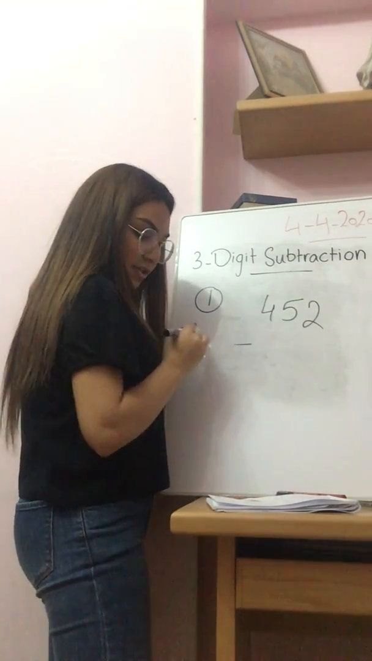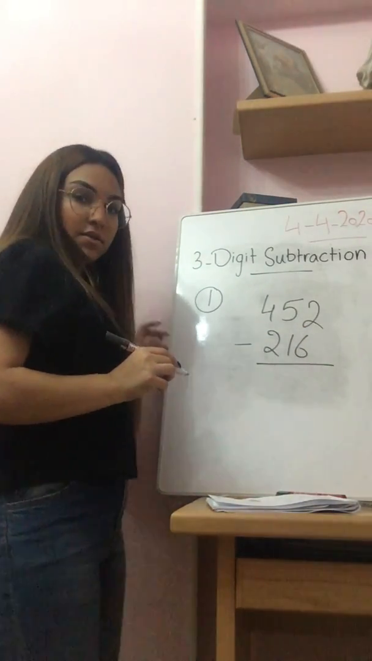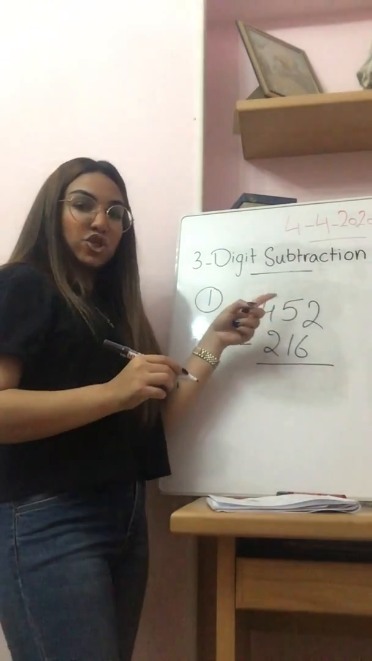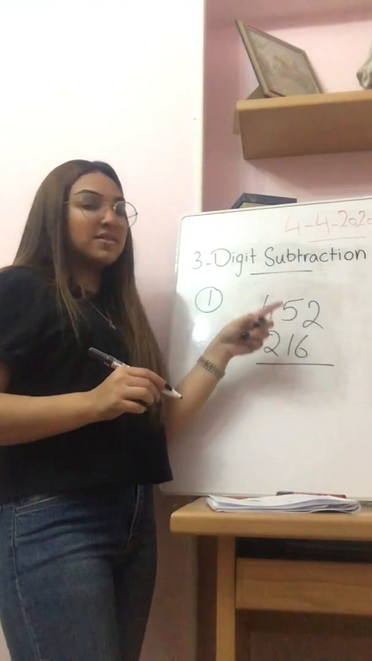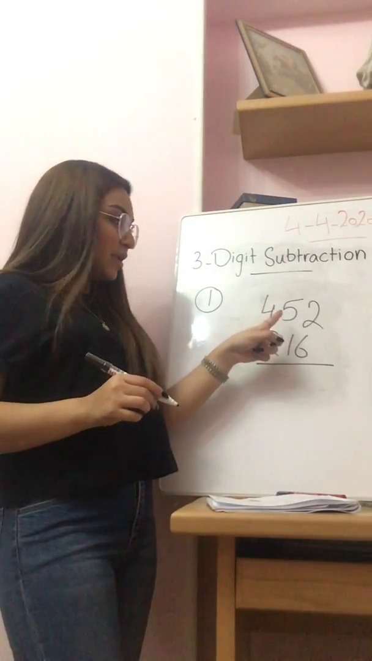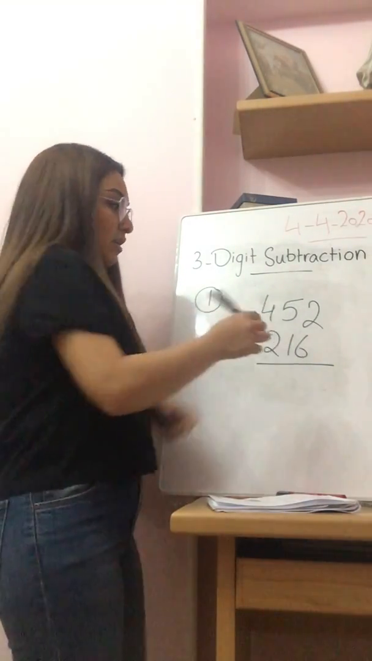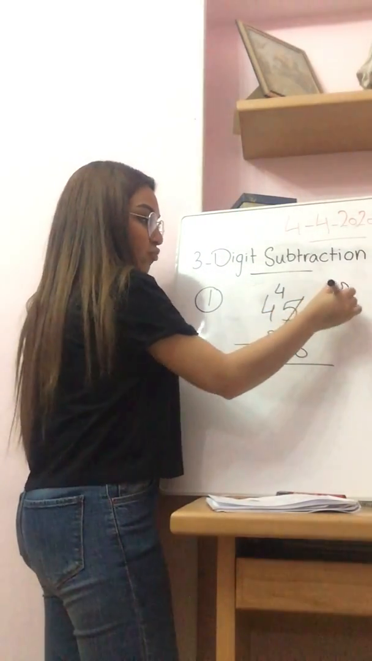452 minus 260. Now, the question is, can we subtract 2 minus 6? No, we cannot, because the 2 is less than 6. So we have to borrow from our neighbor, which is the 5. The 5 is going to be 4, and the 2 is going to be 12.